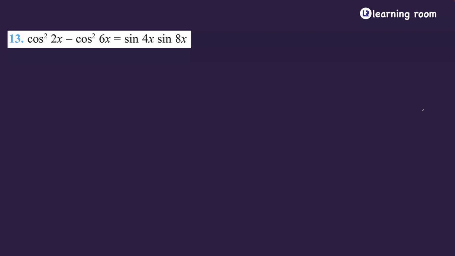I want you to try this one. You guys try it. Same logic, except the fact that instead of sin square minus cos sin square, you have cos square minus cos.